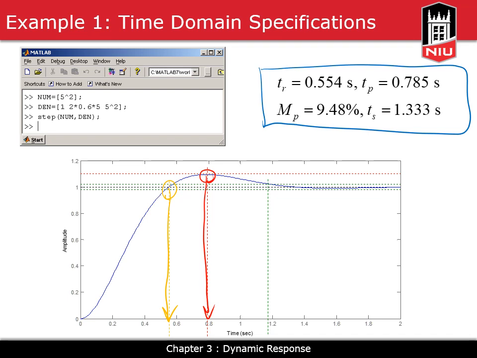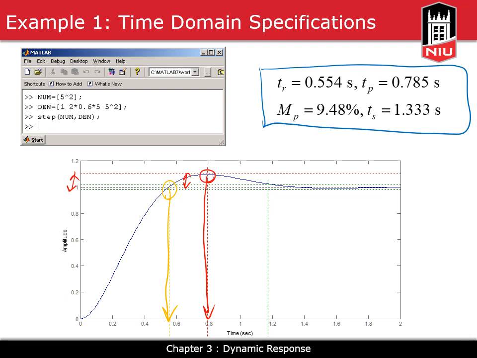The percent overshoot was found to be 9.48%. If you look at this distance, the amount by which the response goes over its final value, its maximum overshoot, it's almost 0.1. So if you look at here, it's between 1 and 1.1, so the overshoot is about 0.1. If you multiply that by 100%, you're going to get 10%. So our percent overshoot is also pretty good. Pretty good approximation of what it actually is.